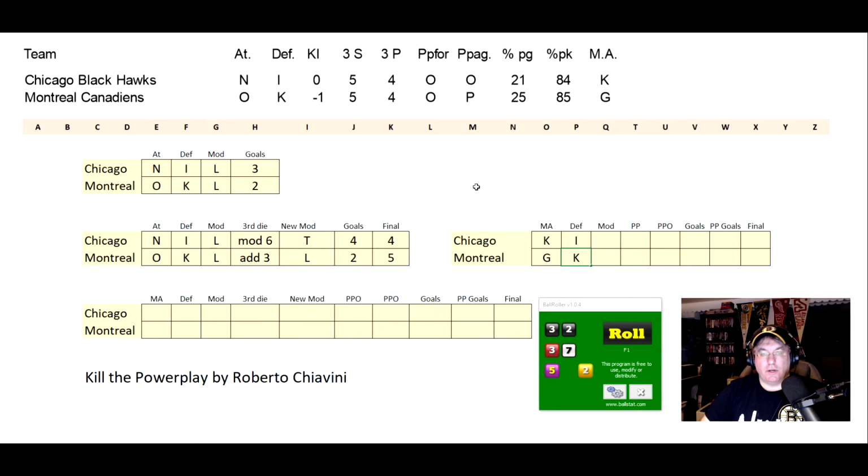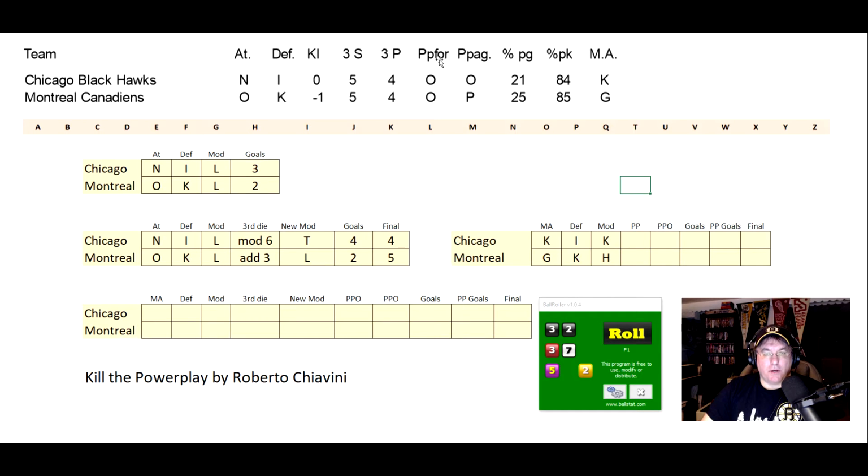So now let's take a look and figure out the formula to get our modified attack. K and K, there's no change. So Chicago, there's no change, so they will remain K. Montreal is a G, and if they go to I, they actually improve. So they go 1, 2. You cut that in half, it's 1. So Montreal moves up from G to H. This is where we'll be rolling now off of these columns, K and H.